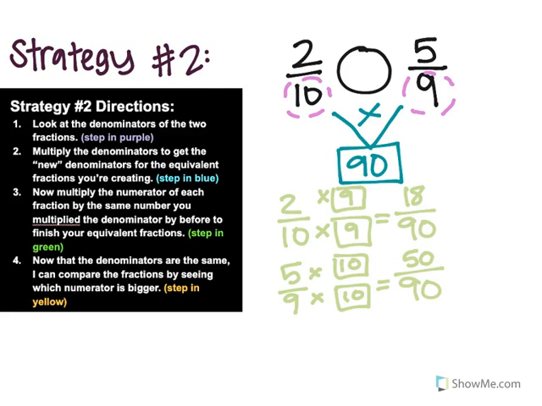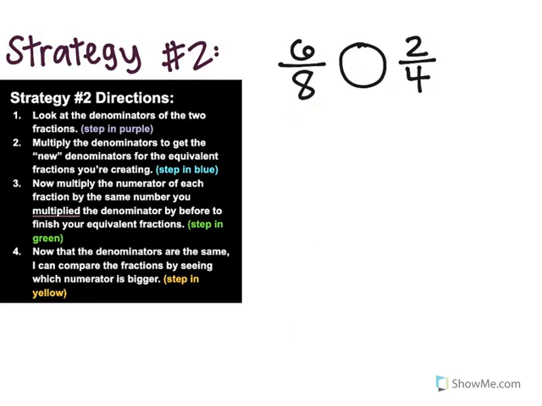Now that both my equivalent fractions have the same denominator, I can compare them. So I have 18/90ths, and I'm comparing it with 50/90ths. I can see that 50 is far greater than 18. So in the end, 5/9 was greater than 2/10. Let's try one more.